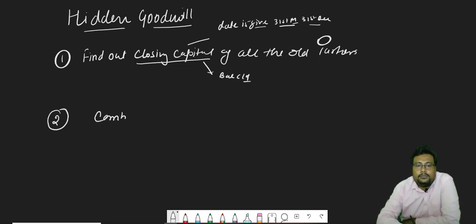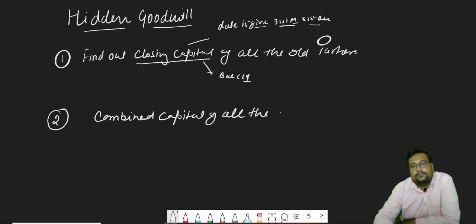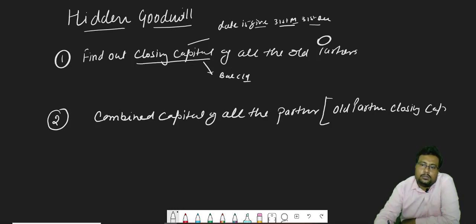combined capital of all the partners. Now combined capital of all the partners means closing capital of old partners plus new partner capital.